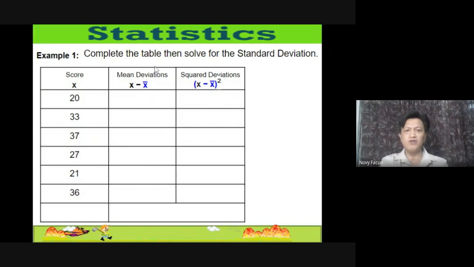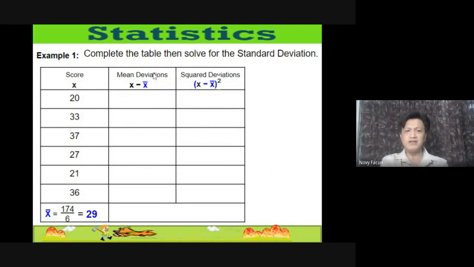Okay, let's proceed to the given example. Complete the table, then solve for the standard deviation. So kung mapapansin nyo, same pa rin yung given natin para ma-compare natin yung variance dito sa standard deviation. So di ba? Step 1 natin, calculate the mean. Add lang natin yung 20 plus 33 plus 37 plus 27 plus 21 plus 36. That is 174 divided by 6 kasi 6 yung inadd natin. And the mean now is 29.